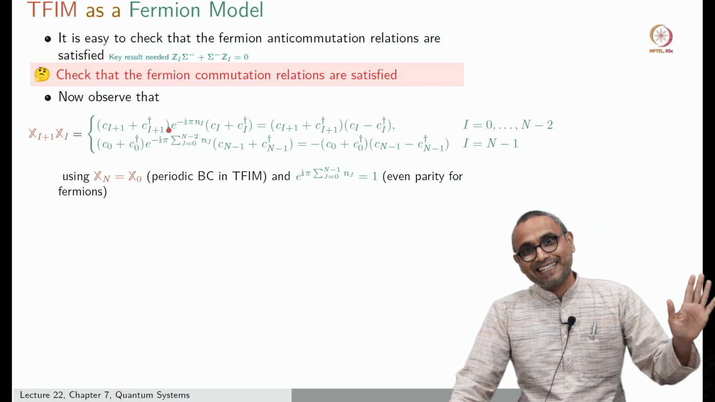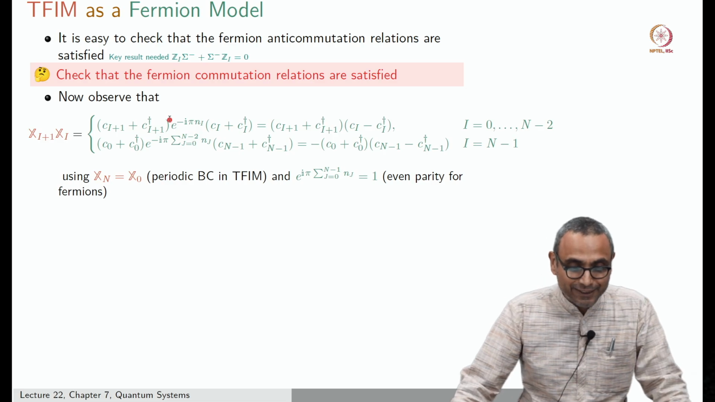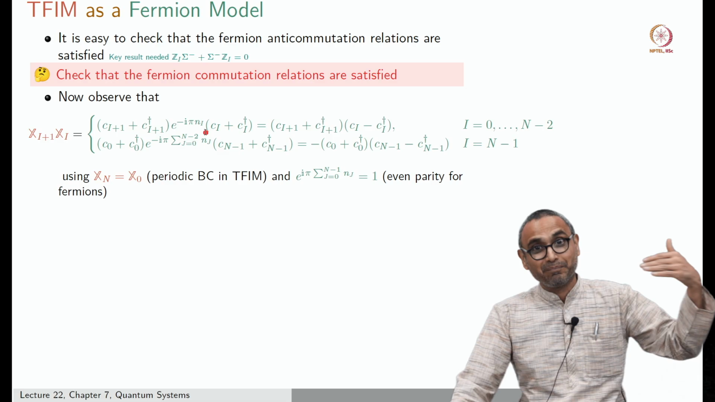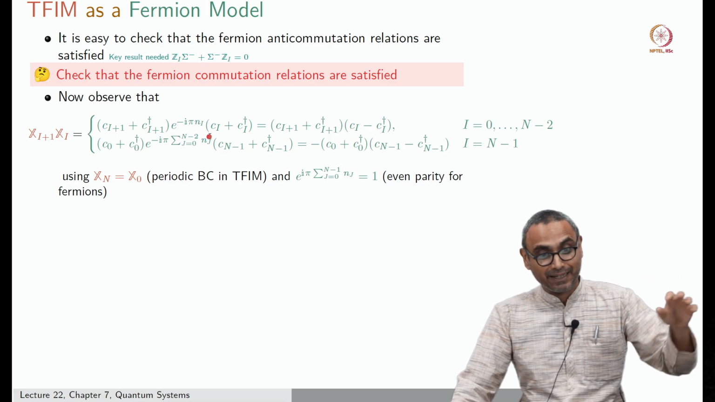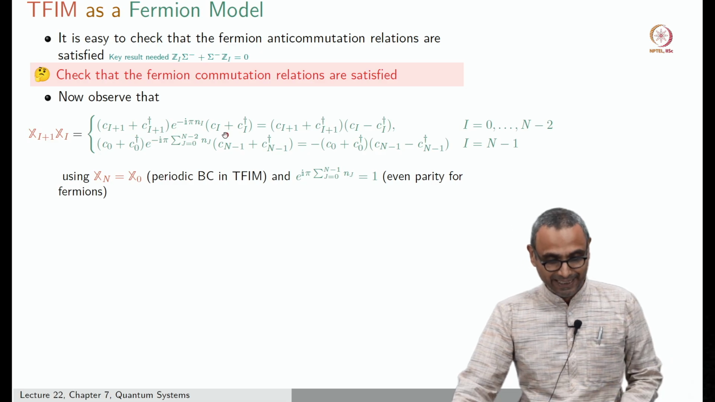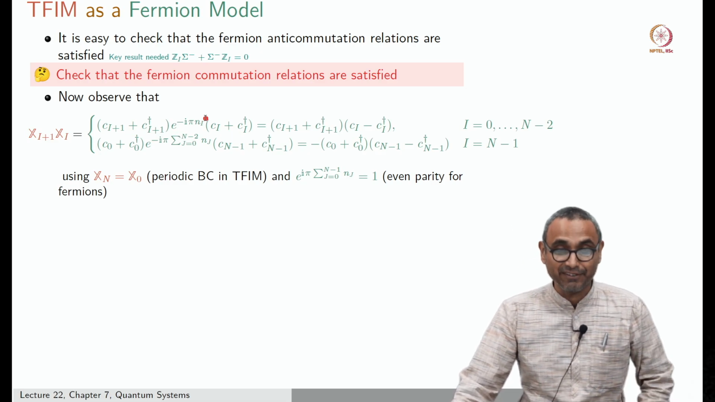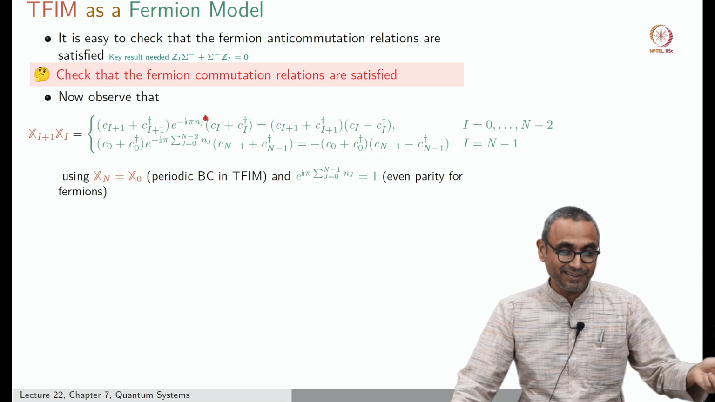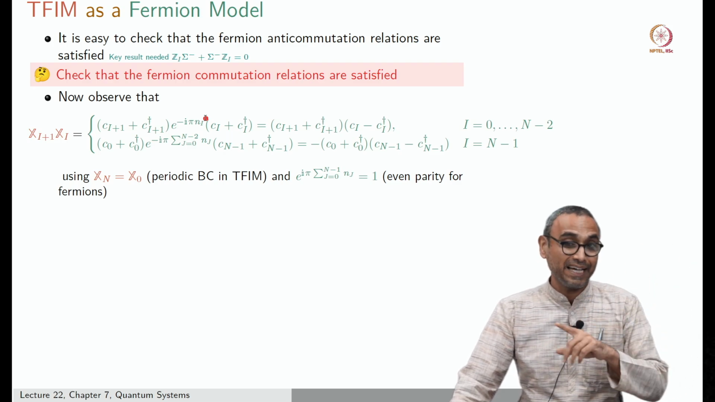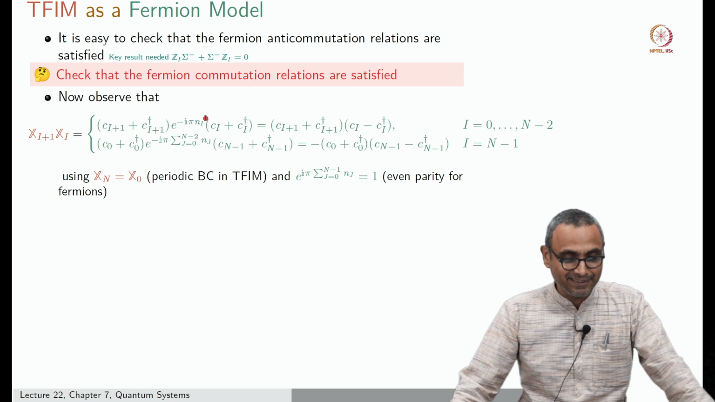But what you will see is that except for this term, all other terms will appear twice, coming from the string associated with site i plus 1 and the string associated with site i, and the only one that will survive, because these things square to 1, since Zi squared is 1, e to the i pi ni will also square to 1.